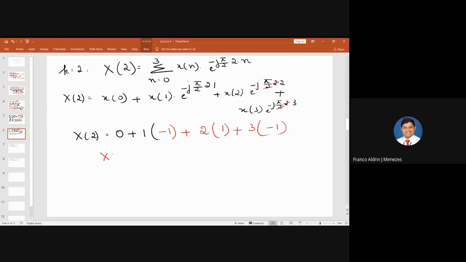Now just find the summation of this. So what is this value? So minus 1 plus 2 minus 3. This is not x of 0, this is x of 2.